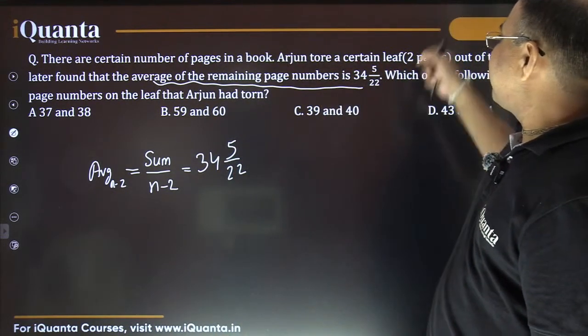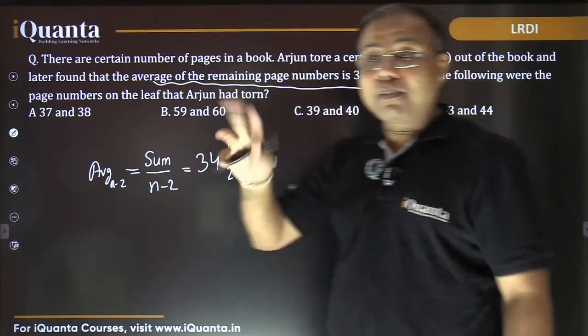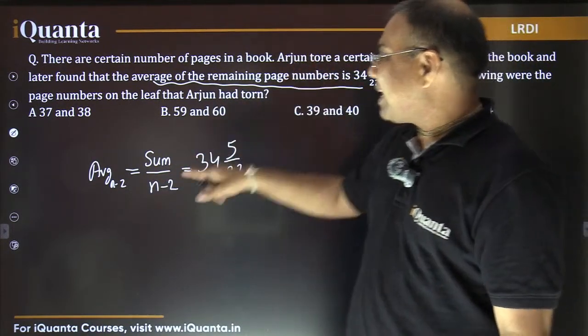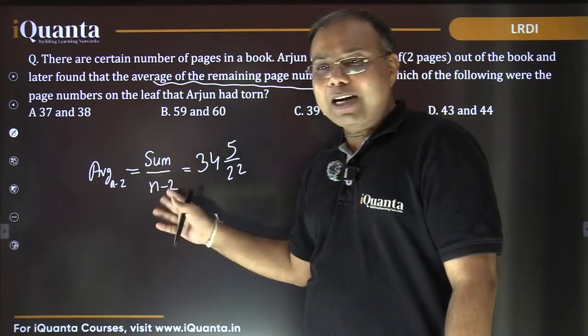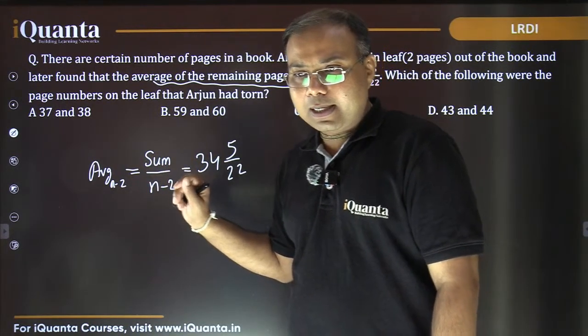One leaf has been torn off. That means 2 page numbers have been torn off. So the remaining n minus 2 page numbers हैं, so their average would be sum divided by n minus 2. ठीक है ना?